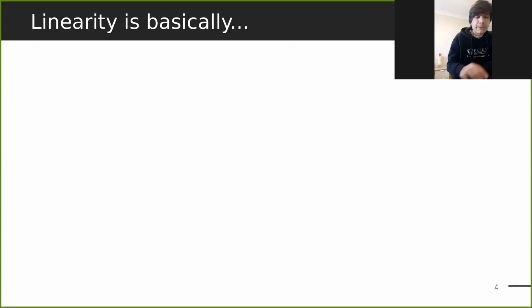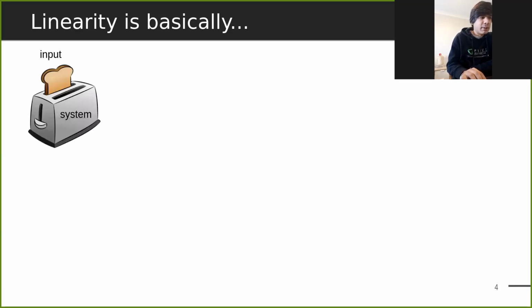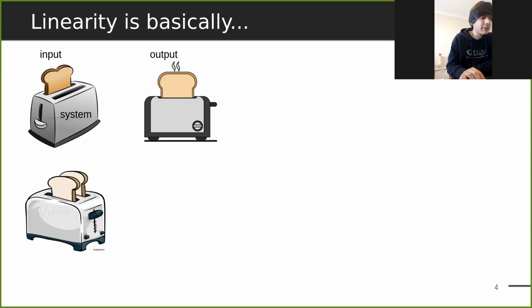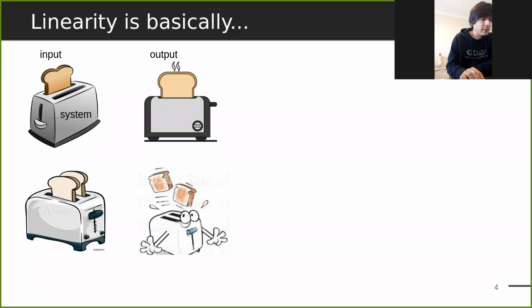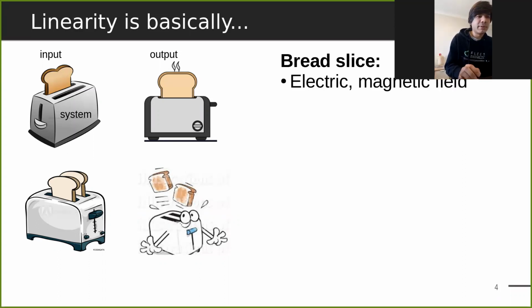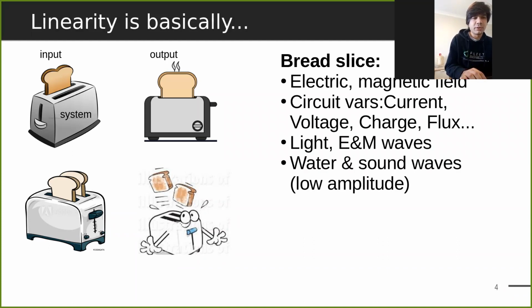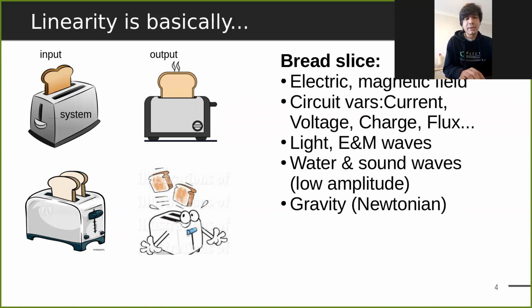We can generalize this concept of linearity and apply it to a wide range of systems, and it has some far-reaching consequences. So let's make a very abstract definition of linearity. A linear system, let's say a toaster, has an input, a slice of bread. You put in one slice of bread and you get one toasted slice out. In a linear system, what happens when you put in two slices of bread? Well, you get two slices of toasted bread. As simple as this is, it can be applied to many things. You can replace the bread slice with the electromagnetic field, circuit variables as I just showed, light and electromagnetic waves. You can apply it to low-amplitude water and sound waves. Newtonian gravity obeys this principle.